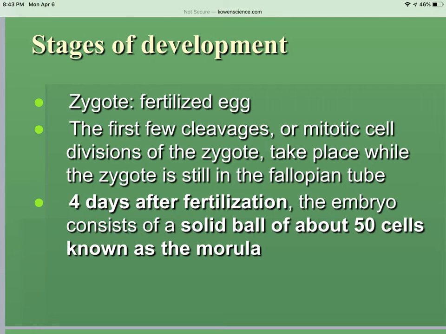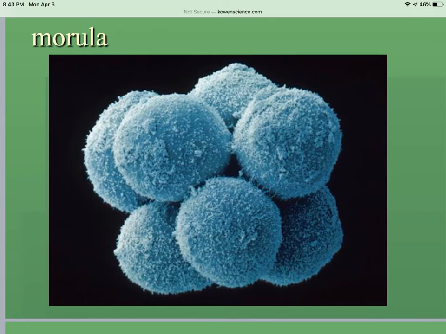Four days after fertilization, the embryo consists of roughly 50 cells. It's a solid ball, and this is known as the morular stage. Here you can see a diagram of the morular stage, and you can see that it's solid looking. If we were able to rotate this in 3 dimensions, you would be able to see that it's composed of roughly 50 cells.